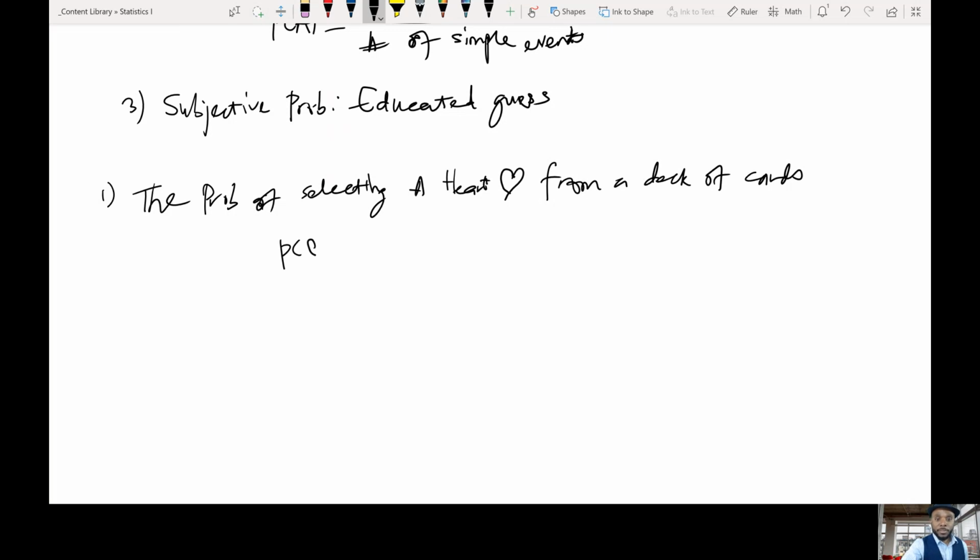So first, what's the event? It's the hearts. How many hearts are there in a deck of cards? There are 13 hearts. How many cards are there in a deck of cards? There are 52 cards. So the probability will be, if you compute that, 0.25.